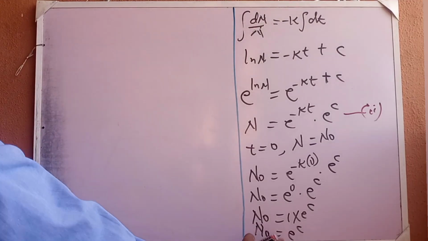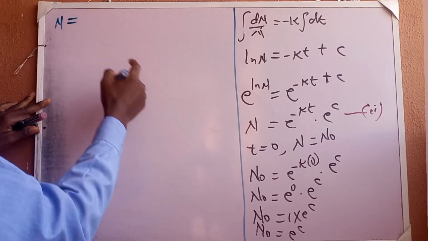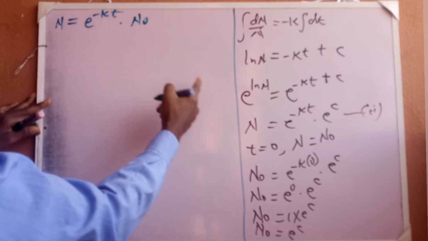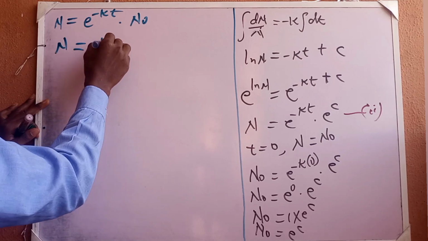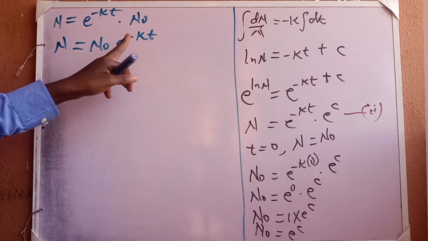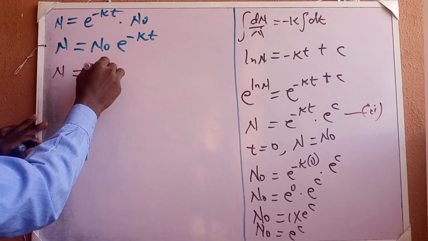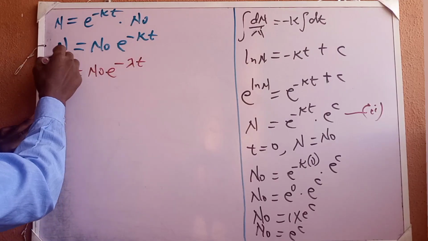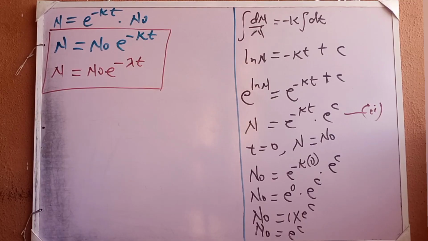Okay, so we're going to substitute this into equation 2, and that gives us N equal to exponential negative kt times N naught. That's this exponential c, we've gotten it as N naught. So N can be written as N naught exponential negative kt. Of course, some people use lambda for this constant. So you can write N to be N naught exponential negative lambda t. The choice is arbitrary. That means you can choose any one for yourself. So this equation here governs radioactive decay.